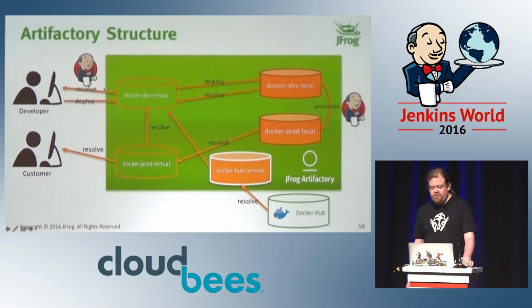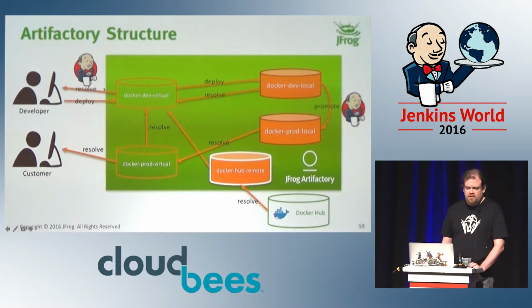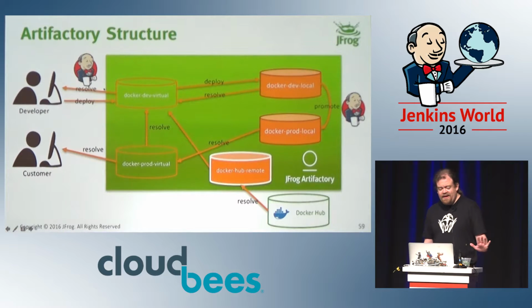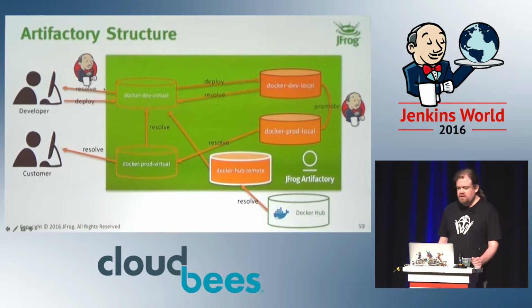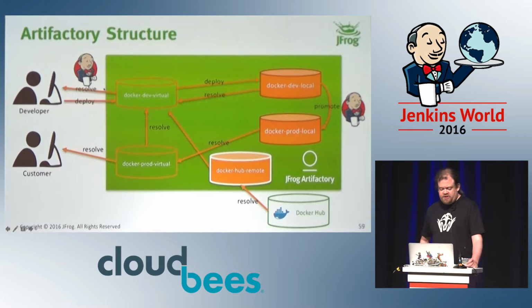Before we get too deep into my Jenkins pipelines, a quick note on my Artifactory structure for setting up Docker. I have 2 virtual repositories configured. The first is Docker dev, and it has a deployment target of Docker dev local. It resolves from Docker dev local, it resolves from Docker Hub remote, and it also resolves from Docker prod. And then Docker prod is a virtual repository which at the moment contains just Docker prod local.